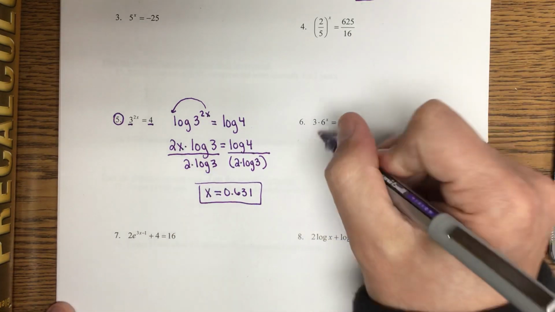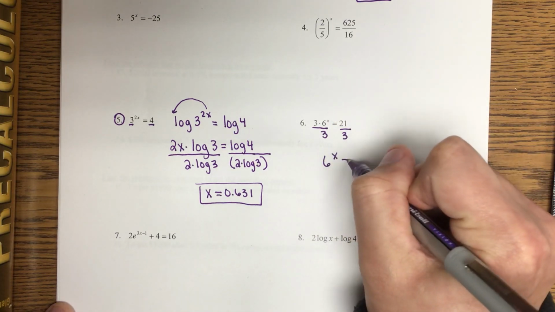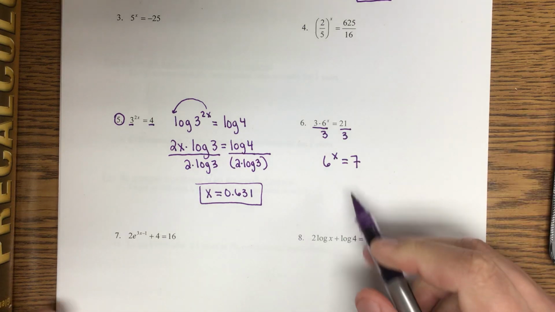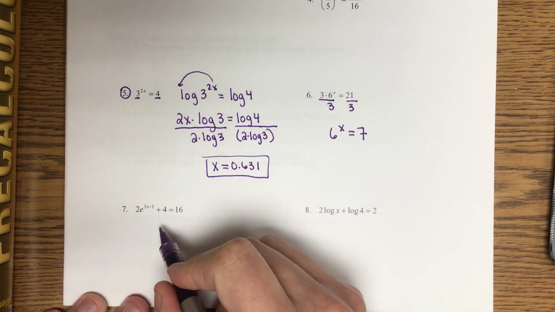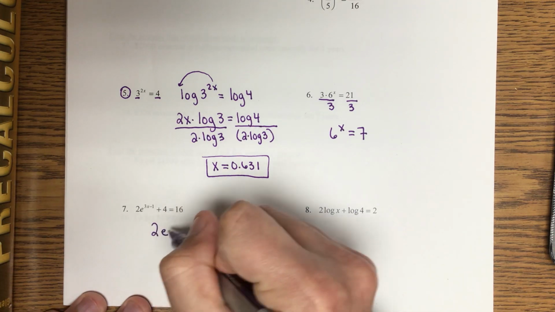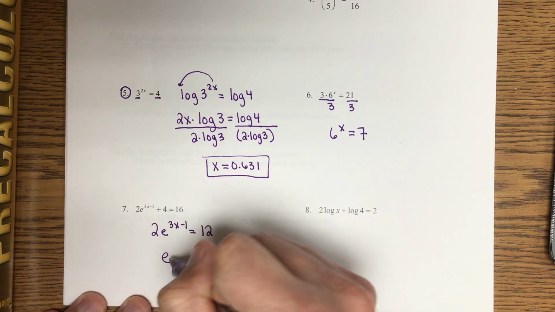A lot of times, though, you might have extra steps on top of that. So like number 6, you need to divide by 3 first. And so I have 6 to the x power equals 7. Then you're going to take the log on both sides. For number 7, you would subtract the 4 first. And then divide by 2.